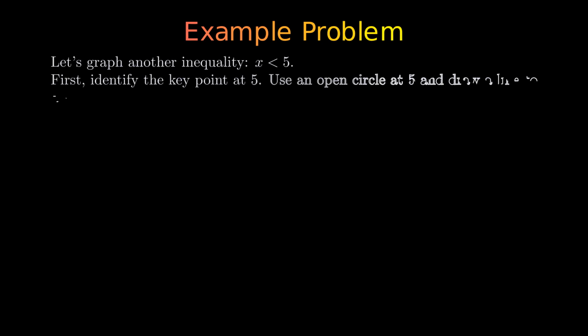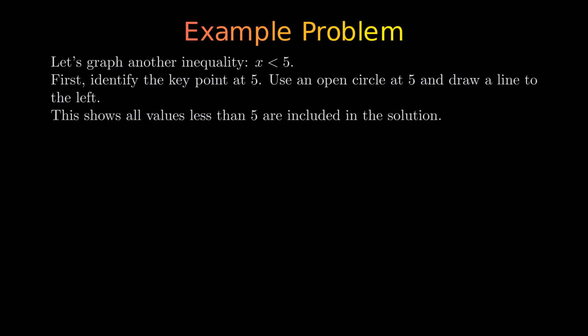Let's graph another inequality, x < 5. First, identify the key point at 5. Use an open circle at 5 and draw a line to the left. This shows all values less than 5 are included in the solution.